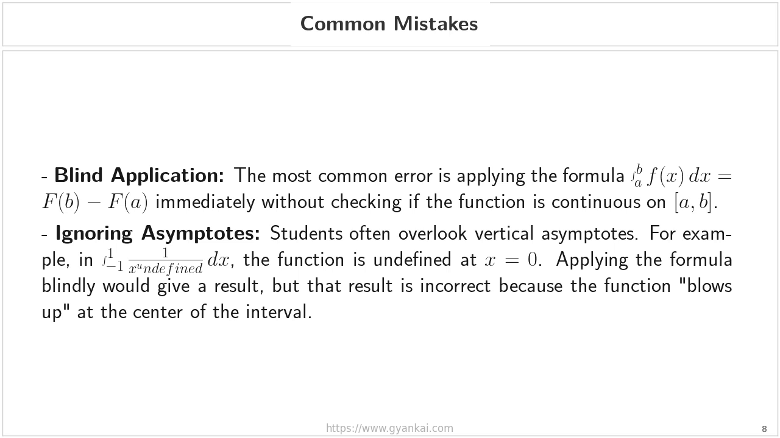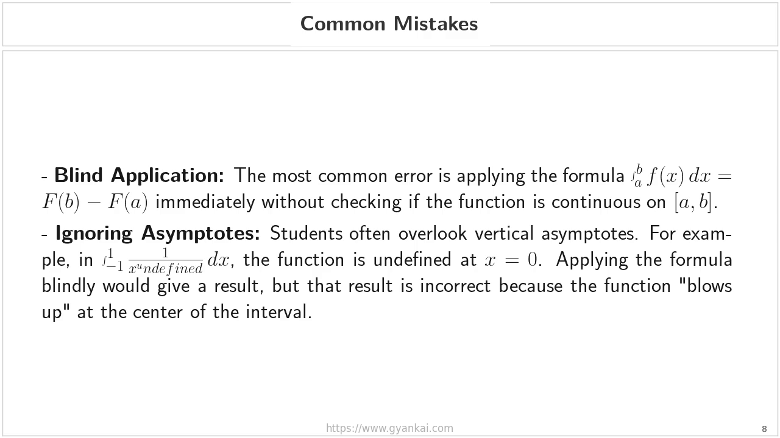Ignoring asymptotes. Another frequent error is overlooking vertical asymptotes. Let's look at an example, the integral from -1 to 1 of 1 over x squared dx. Now, what happens at x equals 0? Well, 1 divided by 0 is undefined. This means we have a vertical asymptote at x equals 0, which falls within our interval of integration, -1 to 1.